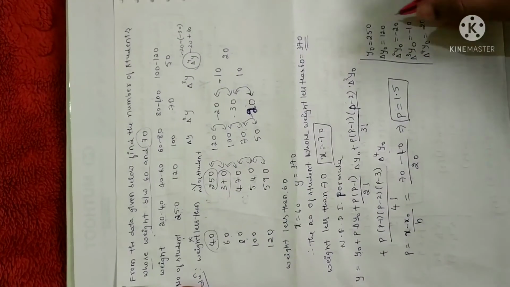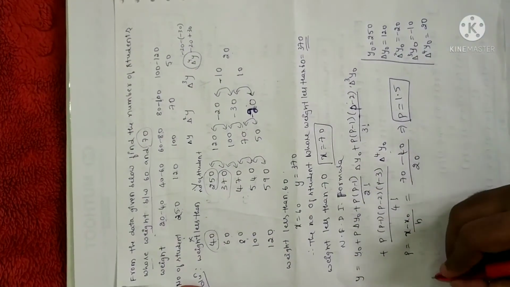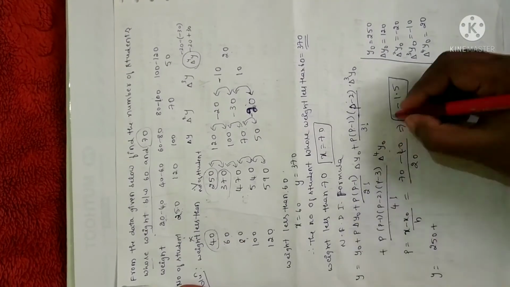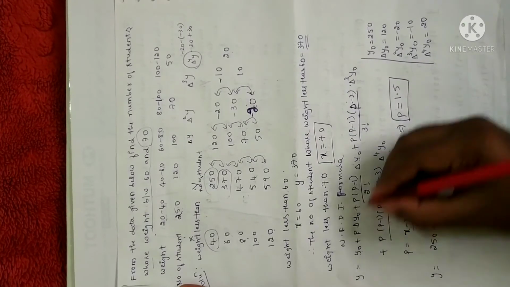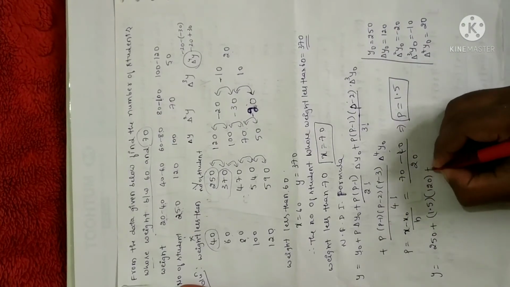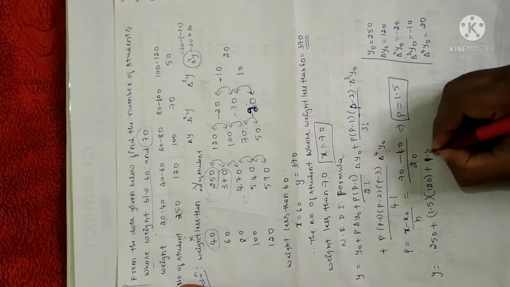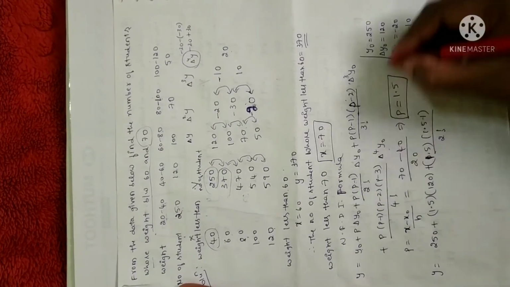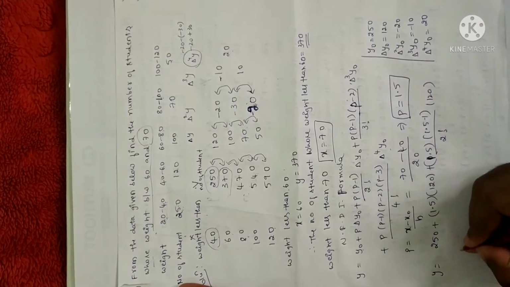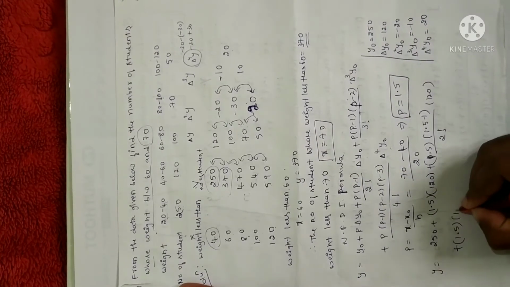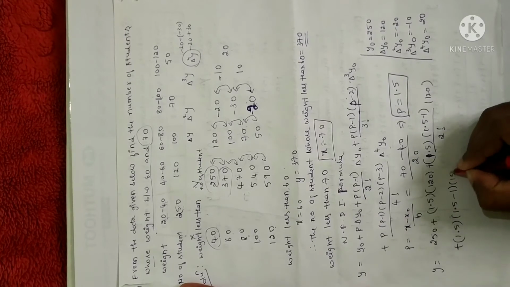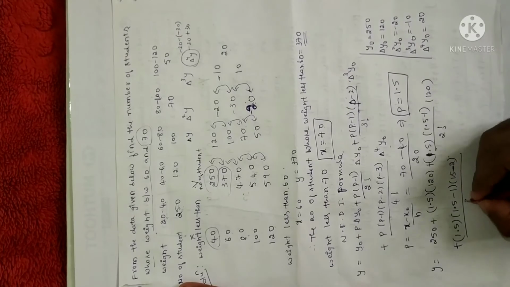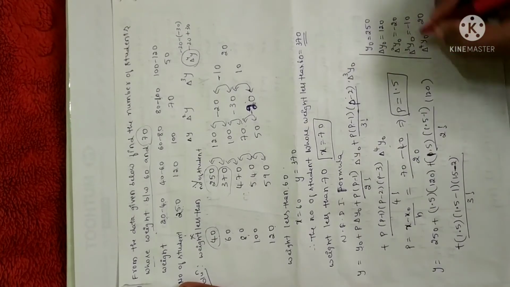Now we have to substitute all these values in the formula so that you will get y is equal to y naught, 250, plus p, 1.5, into delta y naught, 120, plus p, 1.5, into 1.5 minus 1, divided by 2 factorial, delta y is 120, plus 1.5 into 1.5 minus 1, 1.5 minus 2, divided by 3 factorial into delta cube y naught is minus 10.